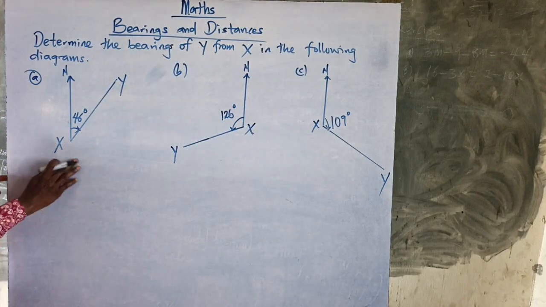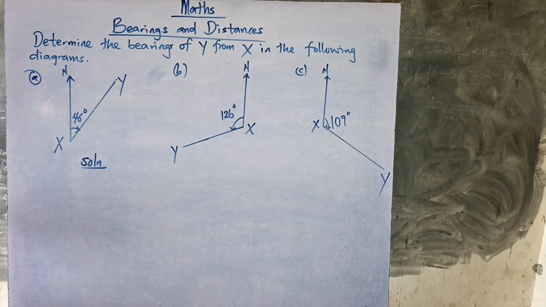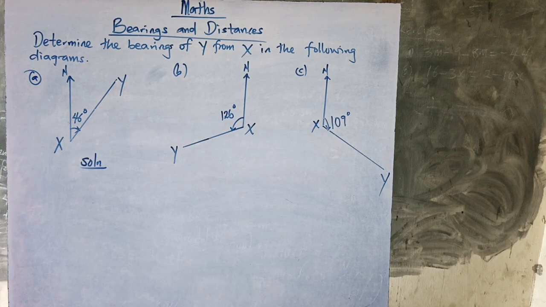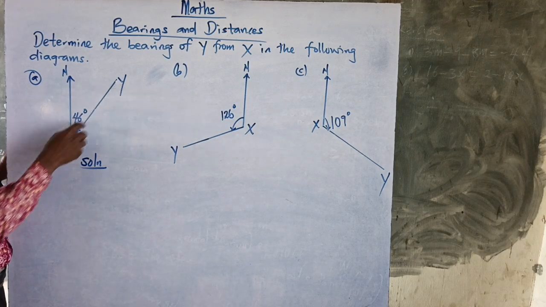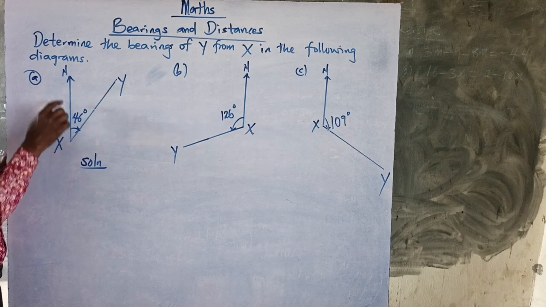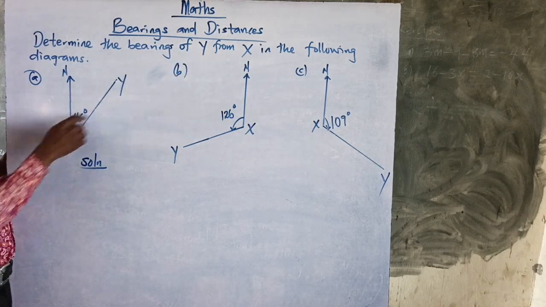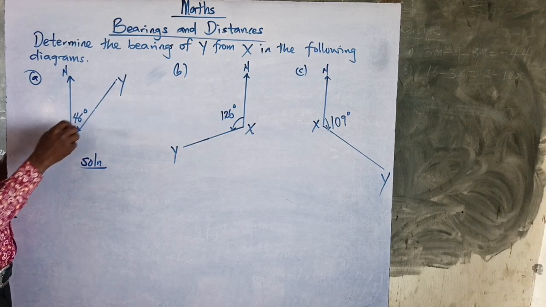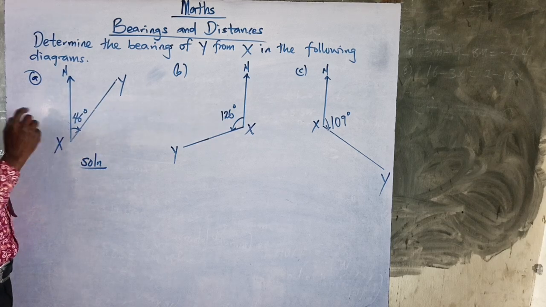Now, before we can determine the bearing of y from x, the bearing of y from x is the angle from the north of x to the line that connects x and y together. You can see the line that connects x and y together. And the angle measured from the north of x to the line that connects x and y together, we have 46.